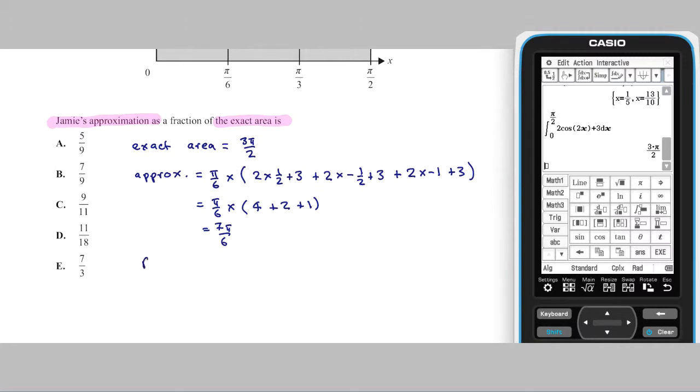The approximation as a fraction of the exact area will be equal to 7 pi on 6 over 3 pi on 2, which is equal to 7 pi on 6 multiplied by 2 on 3 pi. It can be simplified down to 7 over 9. Hence our answer is B.